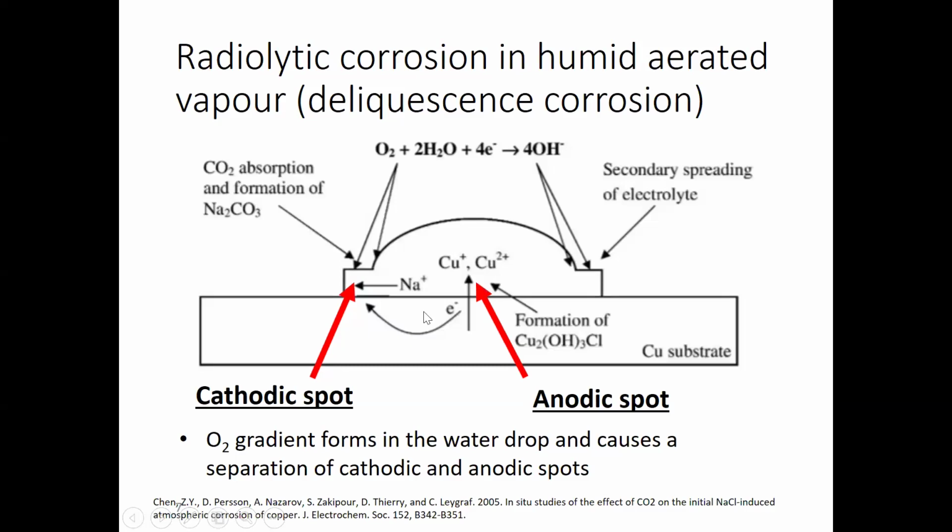And then at the center is where you have your anode, your anodic spot, where in this case copper is being oxidized and dissolving into the water itself. And the products you can form, this doesn't necessarily stay as copper ions. It's probably going to form some kind of corrosion product.